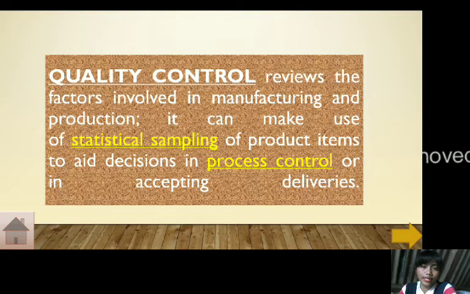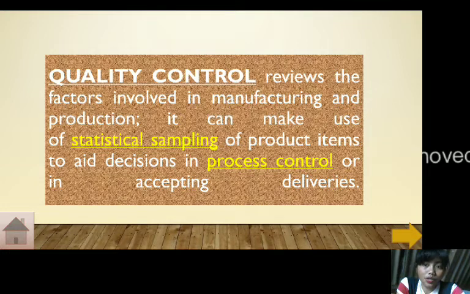So, quality control reviews the factors involved in manufacturing and production. It can make use of statistical sampling of product items to aid decisions in process control or in accepting deliveries. Inspection is a major component of quality control, where physical products are examined visually or the end results of the service are analyzed.